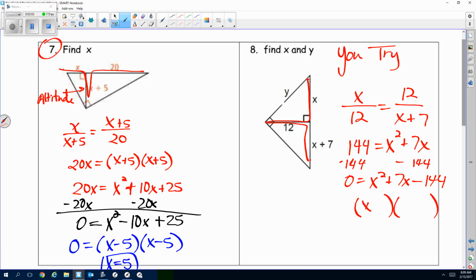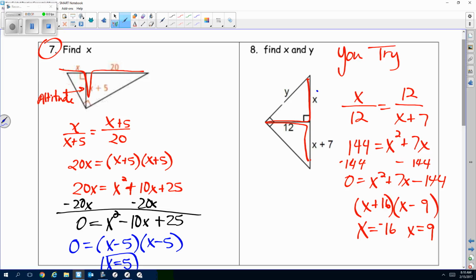So that would be x plus 16, and I think I wrote this wrong on the key, and x minus 9. Let's see. Yeah, that will work. So that gives us x equals 9, or x equals negative 16, and x equals 9. And then to just plug these in, because that'll make it faster to get to your y.